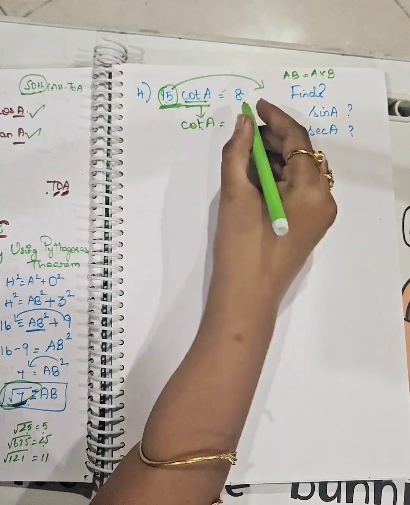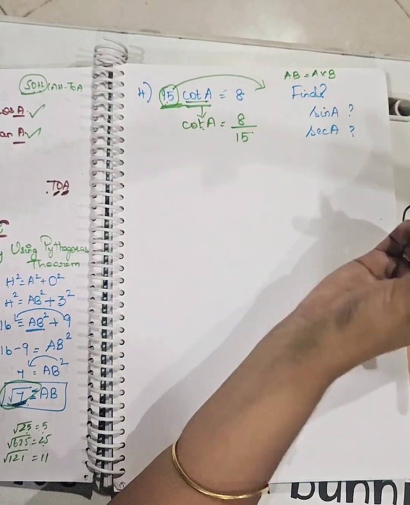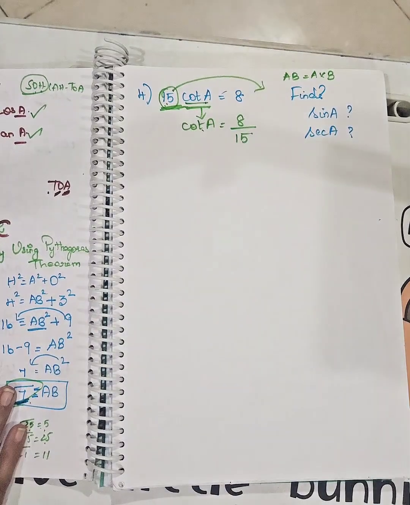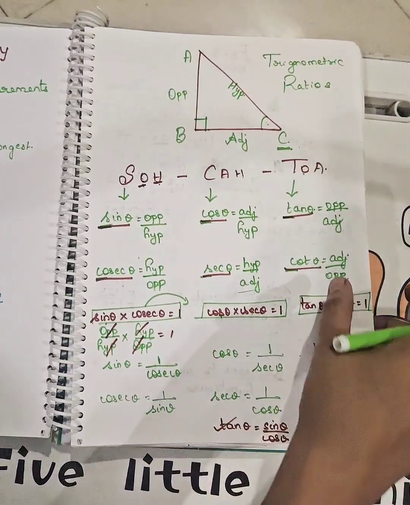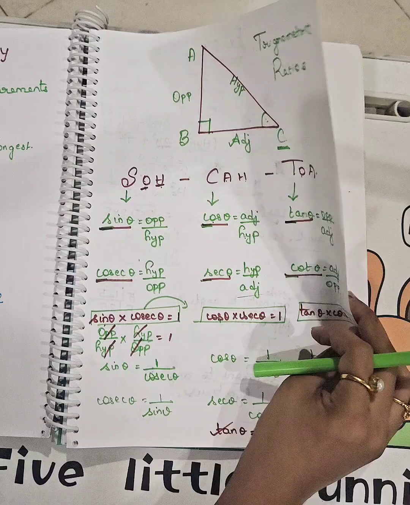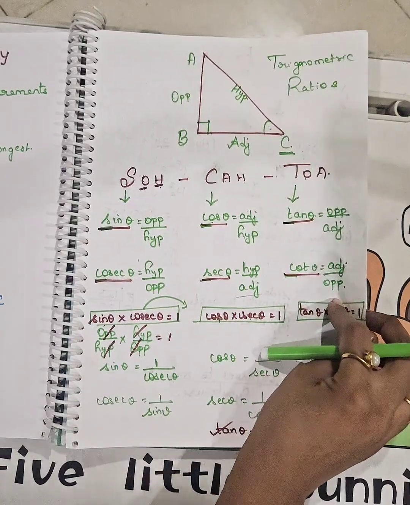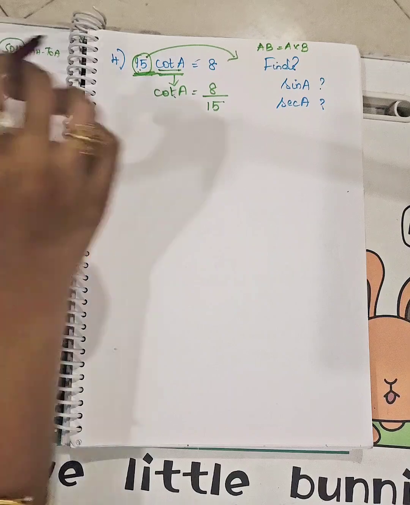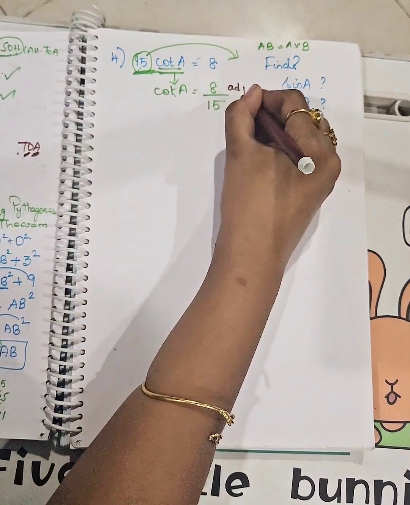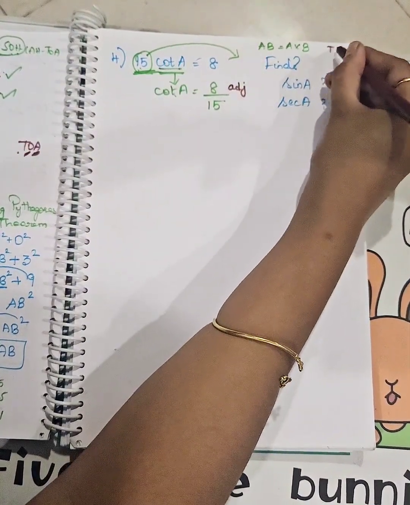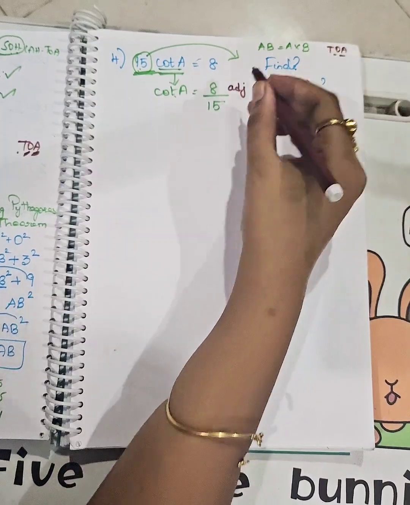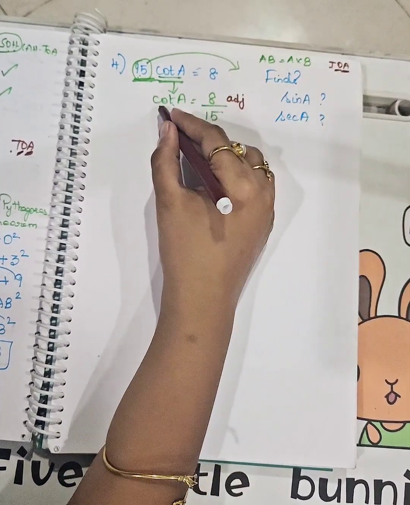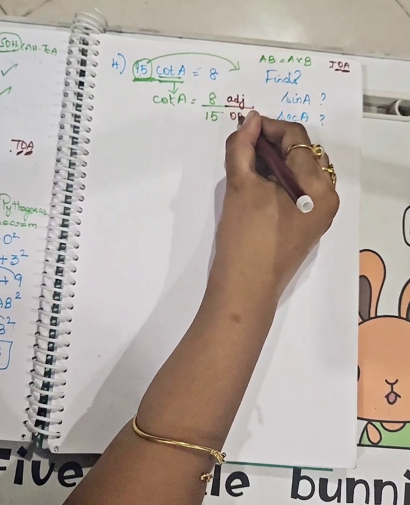So 15 into 15 will go here and become division of 15. So cot A is equal to 8 by 15. Already we have learned formulas for cot, right? So what is cot? Adjacent by opposite. Vice versa of tan. Tan is opposite by adjacent, but cot will be adjacent by opposite.